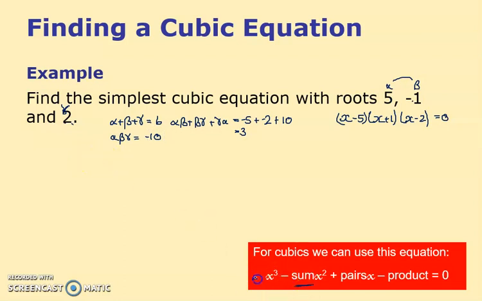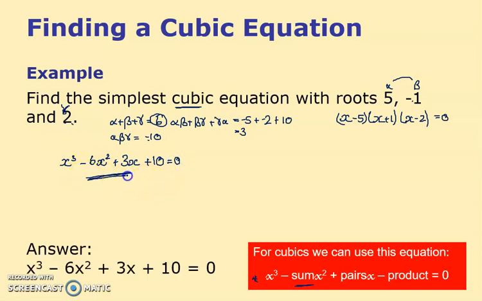Well, again, as long as you remember, notice the way it goes. It just goes in the order that we found them before in our last PowerPoint. So it's x cubed minus the sum of x squared plus the pairs of x minus the product equals 0. So it's x cubed, and I know it's x cubed because it says it wants a cubic. Minus the sum. What was the sum? That was 6. x squared plus the pairs, that's 3x. Minus the product, well, it's minus minus 10, so it's plus 10 equals 0. There it is. Pretty straightforward stuff as long as you know this equation for a cubic.